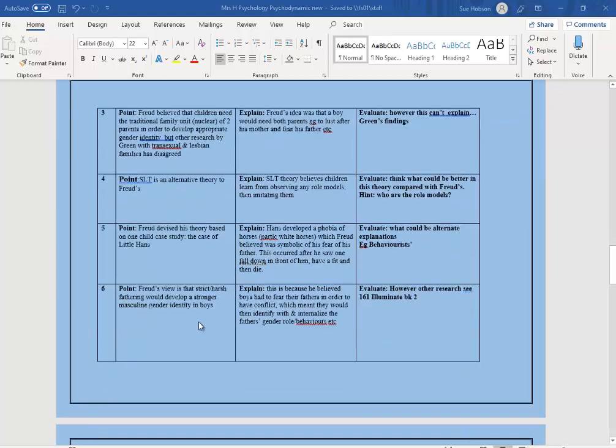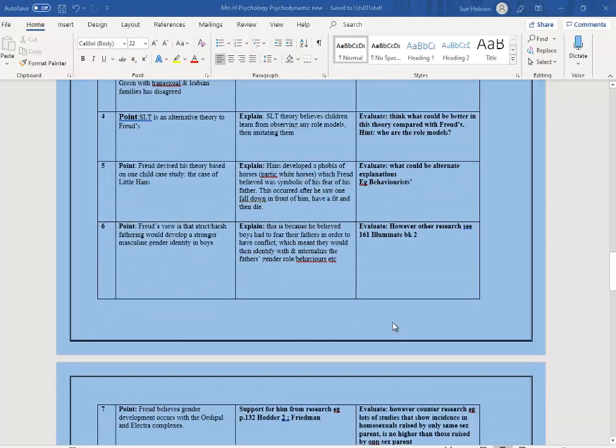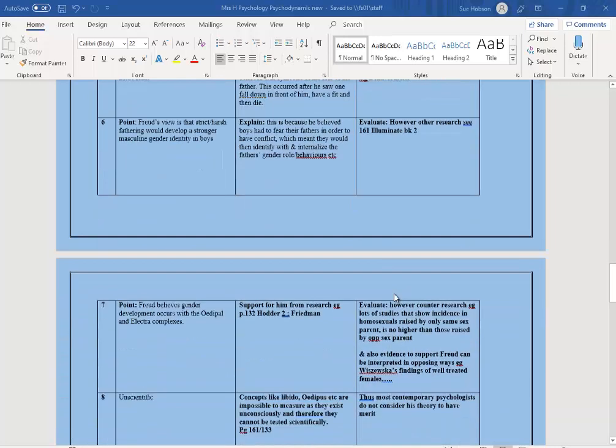Point 6, Freud's view is that strict, harsh fathering would develop a stronger masculine gender identity in boys, because he felt that they had to fear their father in order to have this identification and internalization. It had to be a good, strong fear, first of all. But we see alternatives. For example, from this text, Hill et al., boys with more liberal fathers became more secure in their gender identity, which again counters his idea, more liberal parents, as opposed to more harsh, punitive parents.